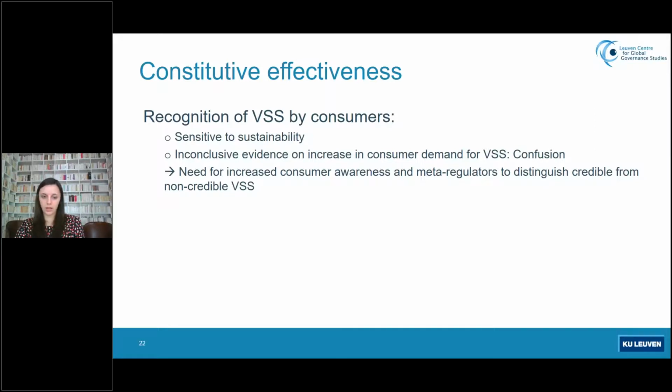So the studies rather tend to show that there is a lot of confusion for consumers, and it's hard for them to differentiate between certification schemes and to know what's behind the labels. So there is really a need to increase consumer awareness, and in that sense, meta regulation can also help because they would really classify and help recognize credible VSS from non-credible ones.